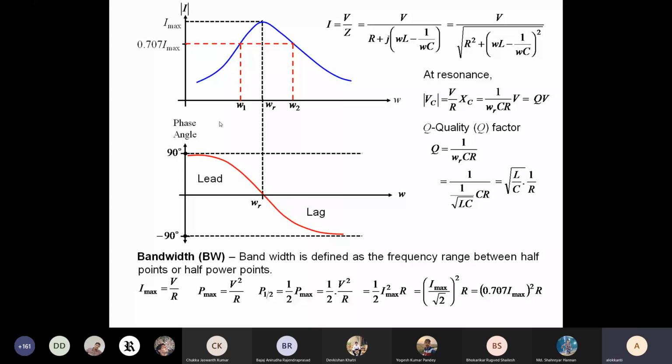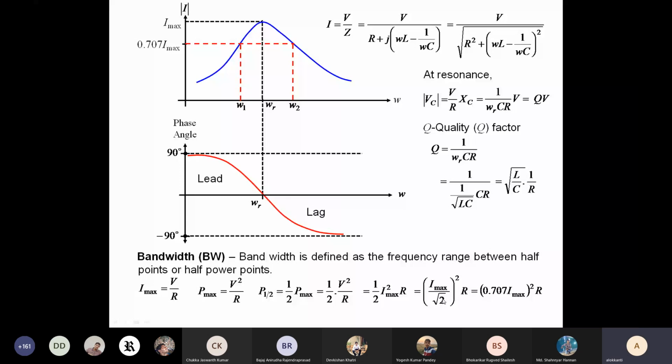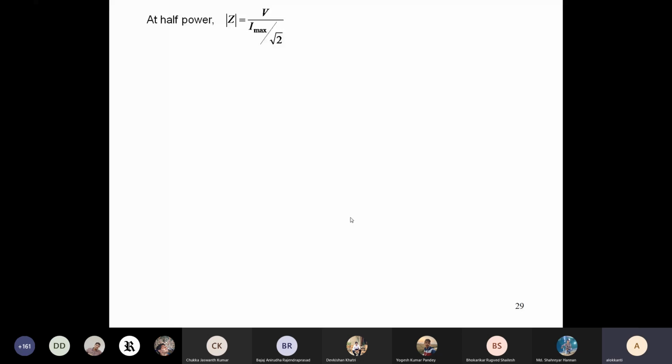So at half power, what actually happens is that it occurs at I max by root 2. In that case, what is the impedance? Impedance is equal to mod z, which is V by I max by root 2, and this is equal to root 2 V by I max. So V by I max is what? R. So at half power, the absolute value of the impedance is equal to root 2 R.